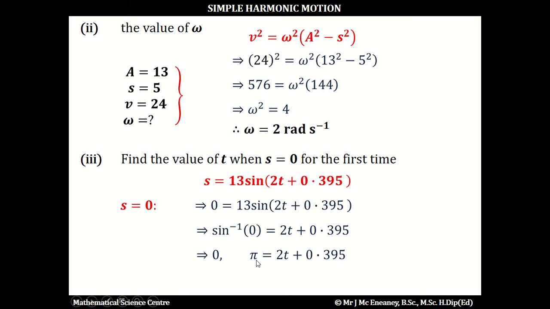So the first time occurs when we use pi. So 2t plus 0.395 equals pi. So this means 2t is going to be pi minus 0.395. And if you divide that answer by 2, this gives the time of 1.37 seconds.